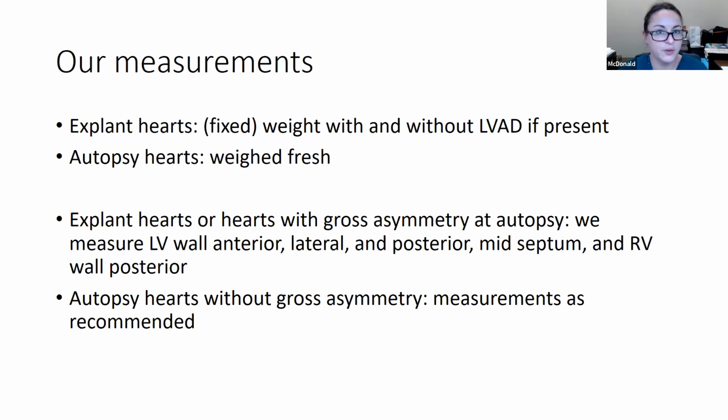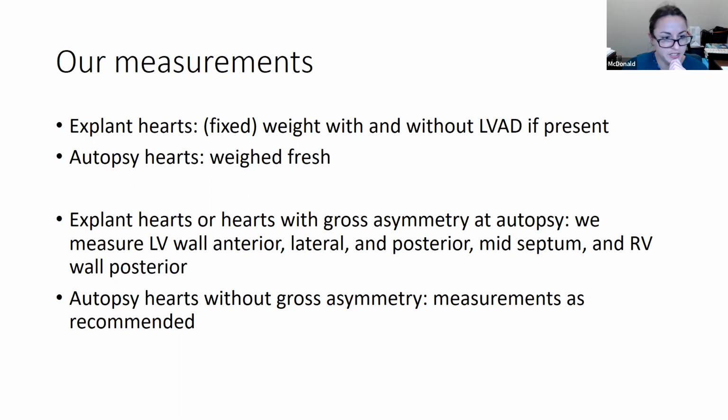Just going over how we measure things. We have distinct processes between the way we handle our explant hearts versus our autopsy hearts. And obviously with explant hearts, everything is kind of off because they've frequently been amputated at the atria. But we will generally do 2 weights for the explant hearts, and we'll weigh them after they've fixed. So we'll weigh them with and without the ventricular device if one is present. Our autopsy hearts are weighed fresh.